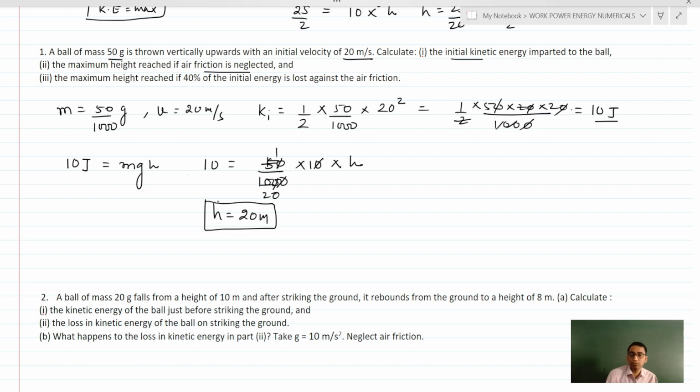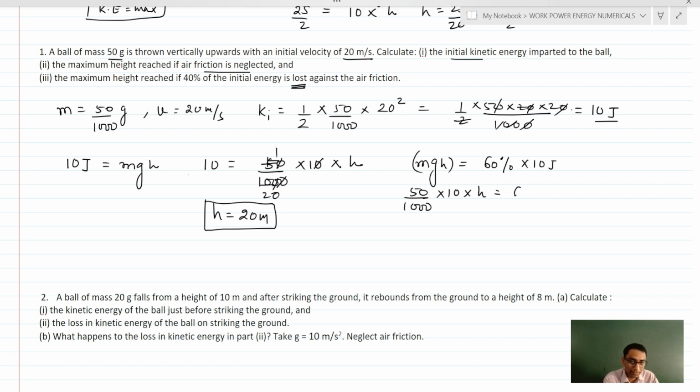This is in ideal conditions if we do not consider the friction. But now 40% is lost. Please understand, 40% is lost. So the remaining energy is 60%. So the potential energy, that is mgh, is only going to be 60% of the total energy at the bottom, which is the kinetic energy, that is 10 joules. Right? So again, basically this is 50 by 1000 into 10 times height above the ground, which will not be 20 meters. You can directly find 60% of 20 meters. So that is 12. That will be the answer.